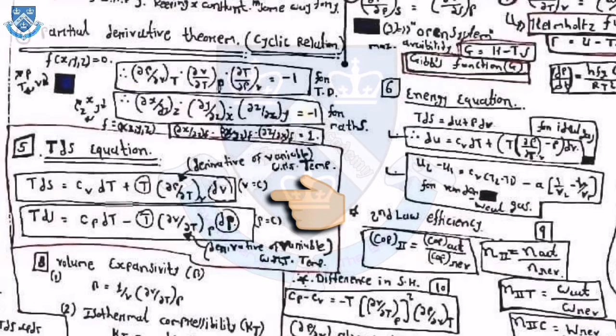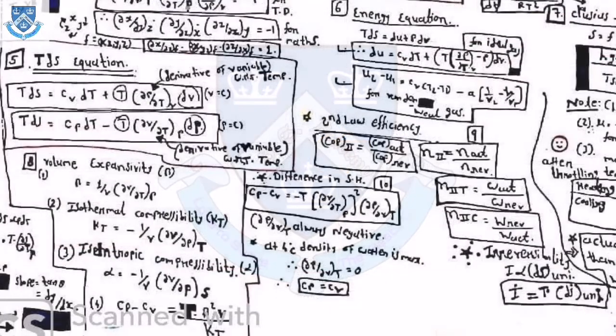Now the sixth one is the energy equation. Tds equal to du plus pdv, then du is equal to cv dT plus T into del P by del T minus P into dV. For an ideal gas, u2 minus u1 is equal to cv into T2 minus T1 minus A into 1 upon V2 minus 1 upon V1. That is the equation for the van der Waals gas.